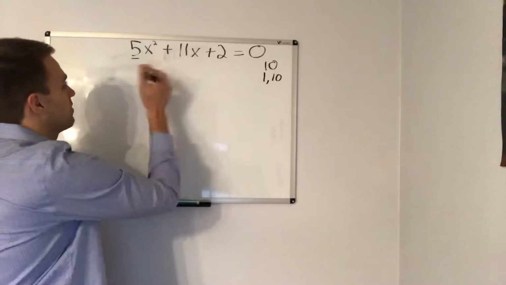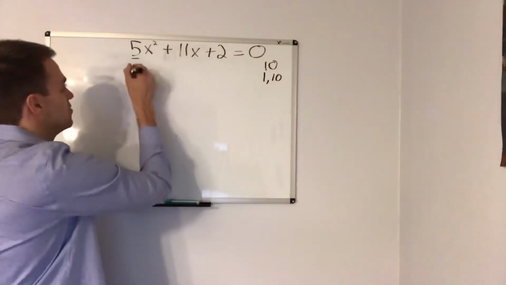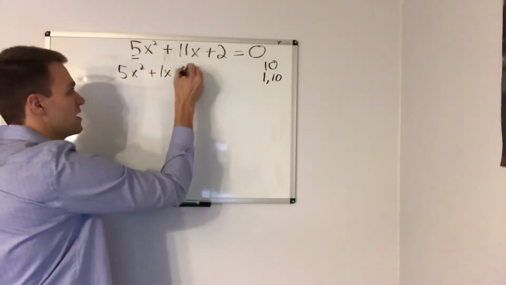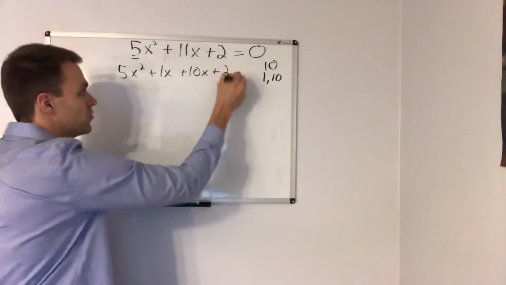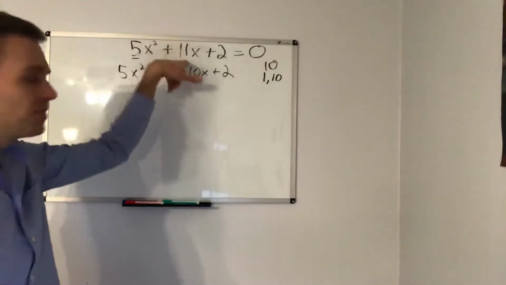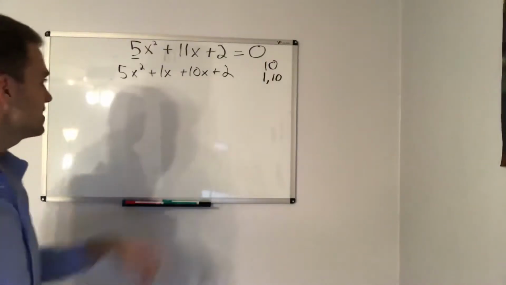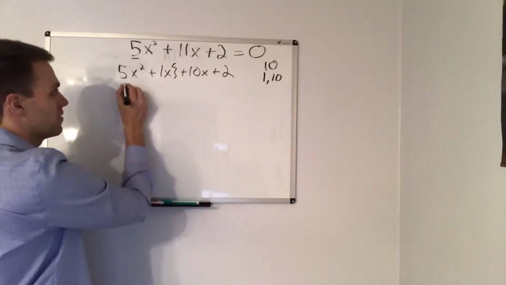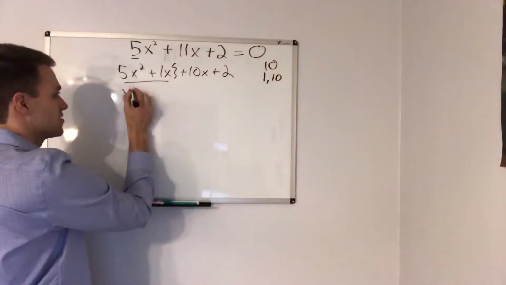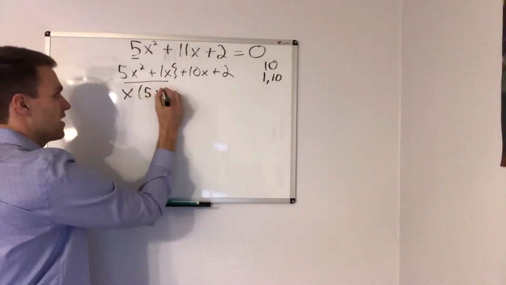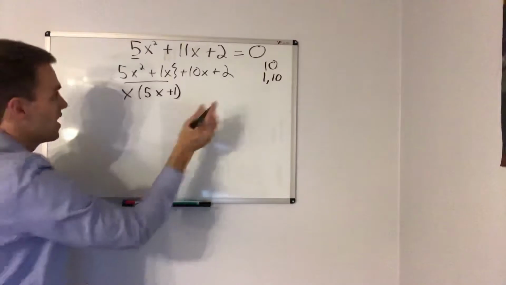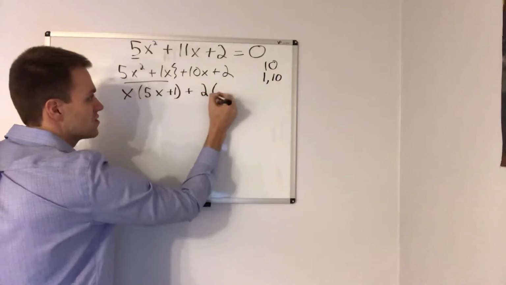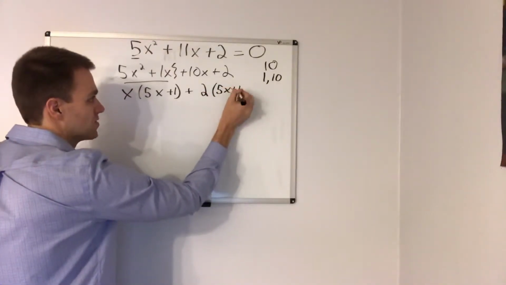After we do that, we split our 11x into 5x squared plus 1x plus 10x plus 2. So we're just splitting that middle term here. Instead of 11x, we're going to write 1x and 10x. And then we're just going to group these two and factor each one. The greatest common factor of this pair is just x. So I'm going to pull an x out here, and we'll have 5x plus 1 left. And on this side, our greatest common factor is 2. So we're going to factor out a 2, and we'll be left with 5x plus 1.